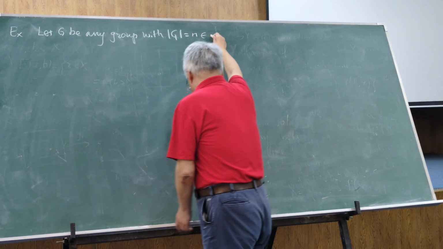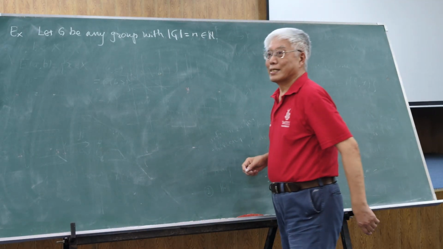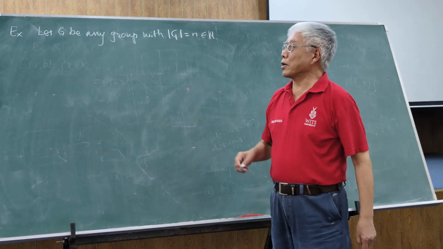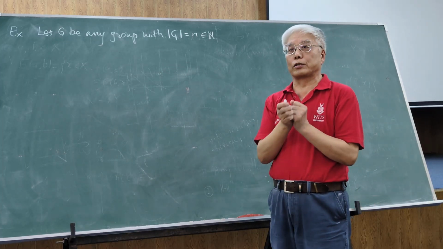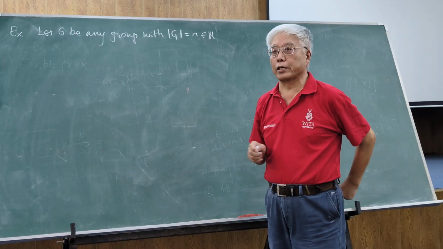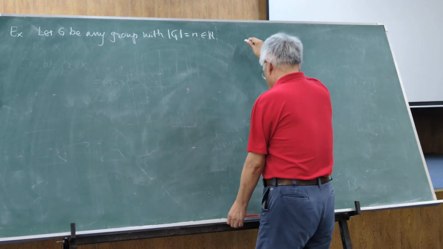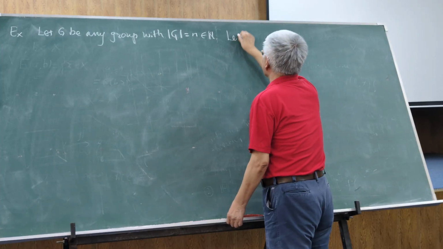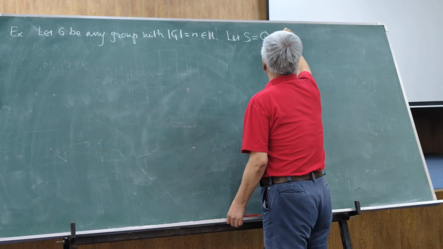Of course, this is a natural number. Even if we're going to take any generating set, we're not going to include the identity. So the largest generating set you're going to take is one less element. Yes. So let S be equal to G, take away identity.